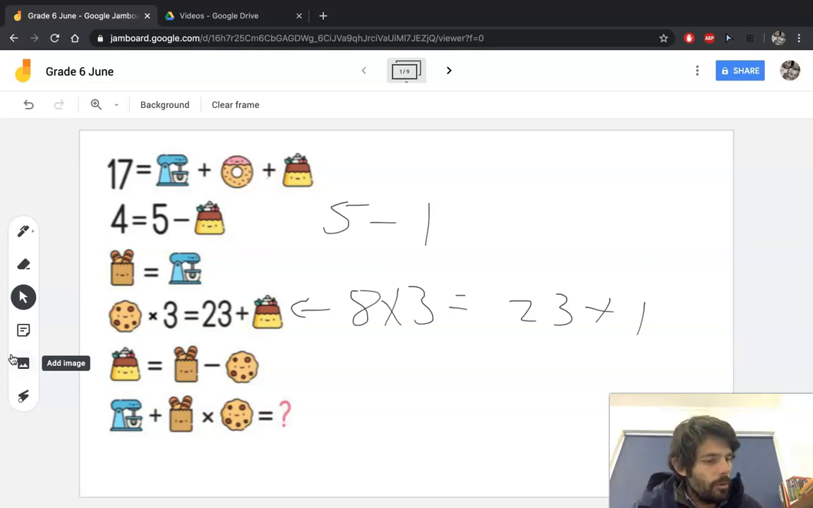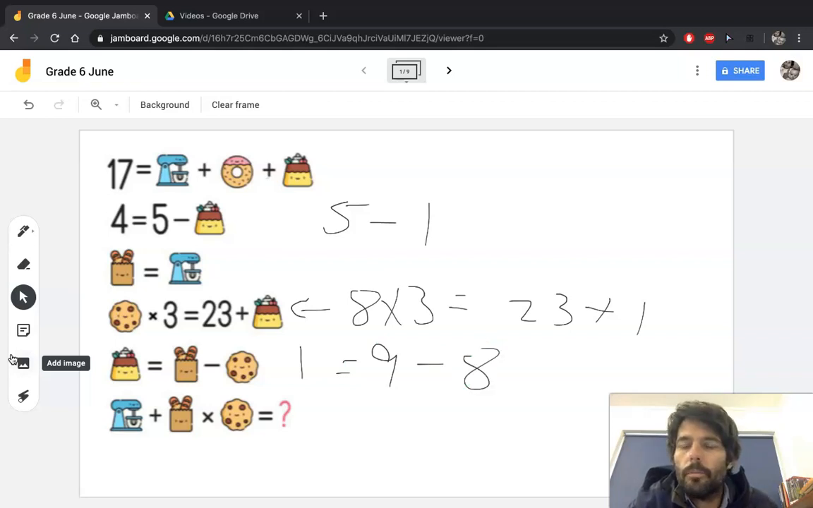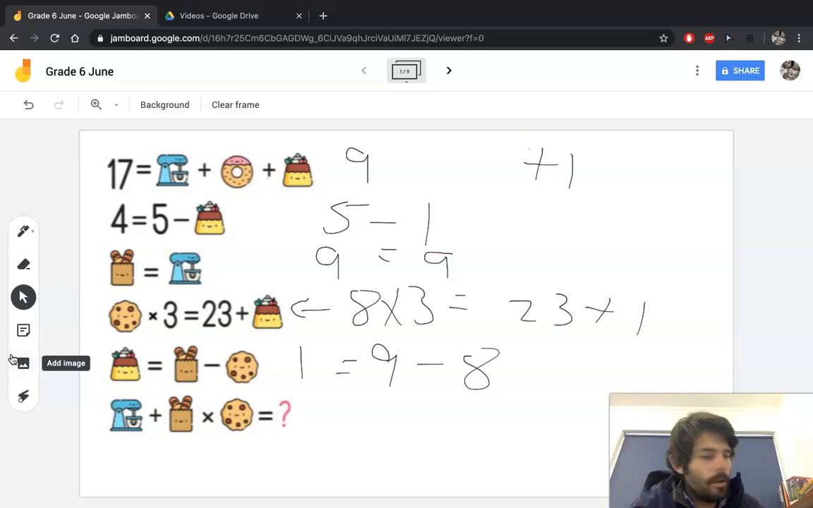If we then go down to the fourth line, 1 is going to equal 9 minus 8. Okay, so the packet with the loaves of bread in it is equal to 9. We know that the bread is equal to the mixer. So that's 9 equal to 9. Okay, and then at the top, we must have 9 for the mixer. We must have 1 for the cake. So we know that already. 9 plus 1 is 10. So that means the donut must be 7.